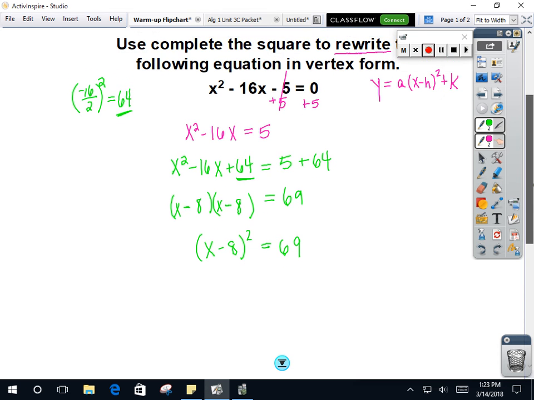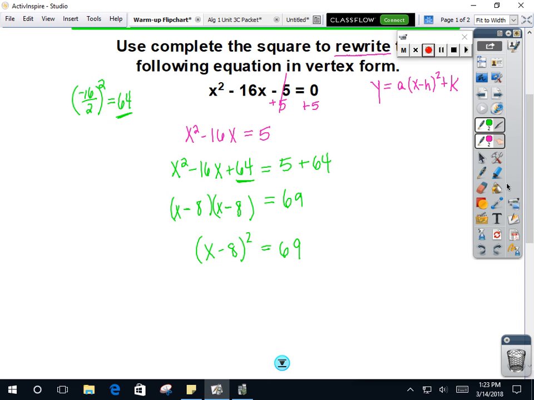Now, remember, the directions for this problem were not to solve. Look, or you'll get confused. So at this point, I'm not going to try to get x by itself. I'm not going to square root this and square root this because I'm not trying to get x by itself. I'm trying to rewrite it in vertex form.